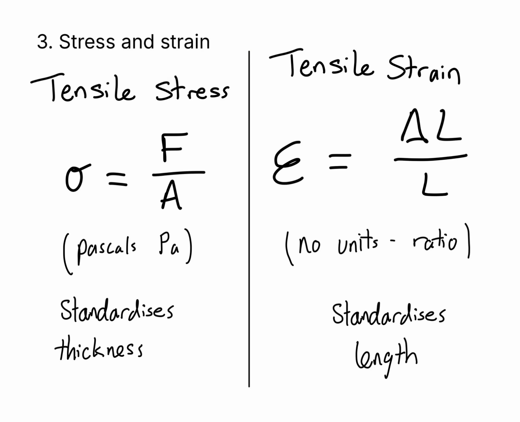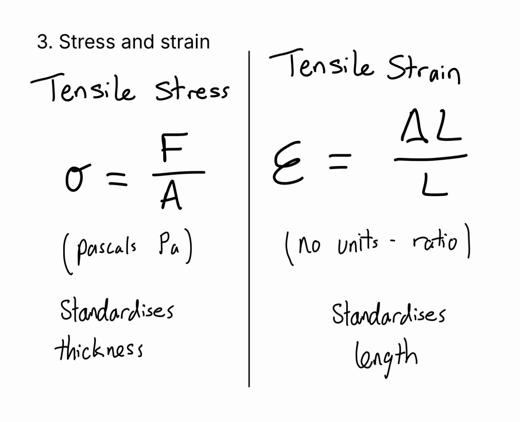Now, why did we invent stress and strain when we already have force and extension? Because force and extension depend on the shape of the sample. A thick wire needs more force than a thin one made of the same material, and a long wire stretches more than a short one. That tells you about the sample, however, not the material. So what we want to do is standardise this.